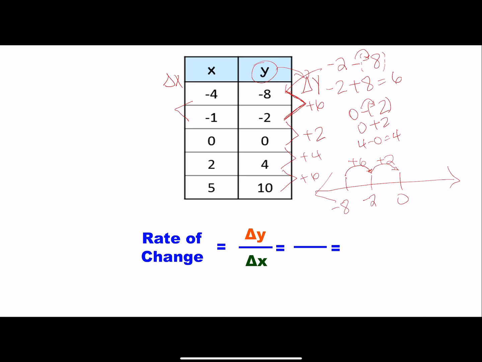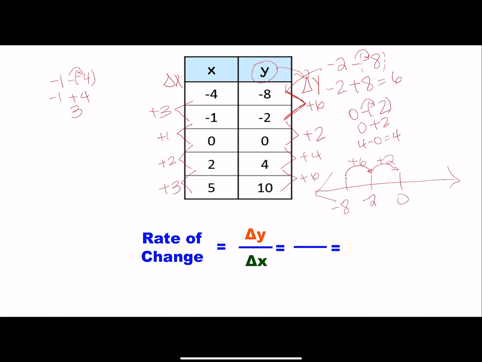So for this one would be -1 minus -4, okay? This one is going to become a positive because negative times a negative gives you a positive. And you're going to simplify it to a +3. We have more positive units, therefore it remains positive. 0 minus -1 will give you a +1. 2 minus 0 would give you a +2, and then 5 minus 2 would give you a +3.